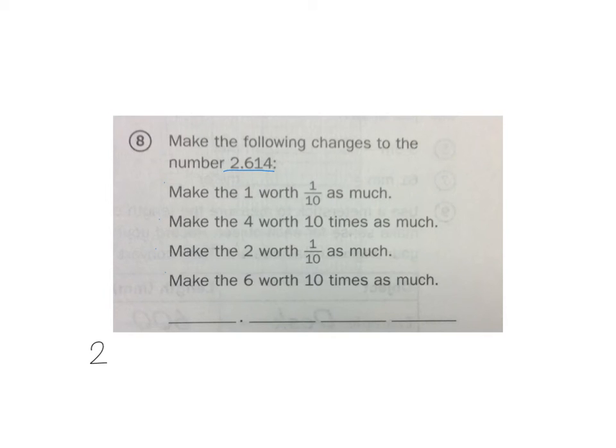The 2 is worth 2, the 6 is worth 6/10ths, the 1 is worth 1/100th, and the 4 is worth 4/1000ths. So I'm going to go down my list. The 1 is 1/10 as much, so I know to divide by 10. The 4 is 10 times as much, so I'm multiplying.